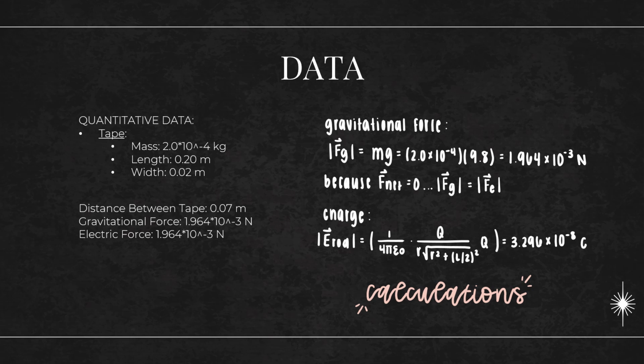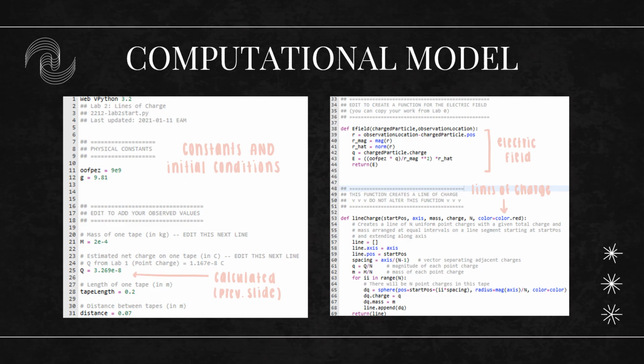And then we use the E-rod equation to calculate the value of Q, and we found that to be 3.296 times 10 to the negative 8 coulombs. So for the computational model, you can see to the left it's basically the constants and initial conditions, and we have our Q, which was calculated on the previous slide.